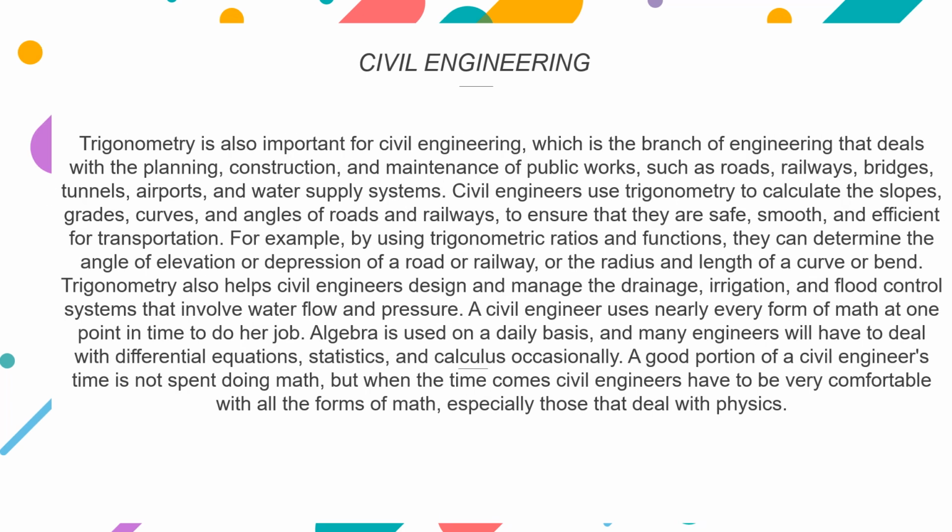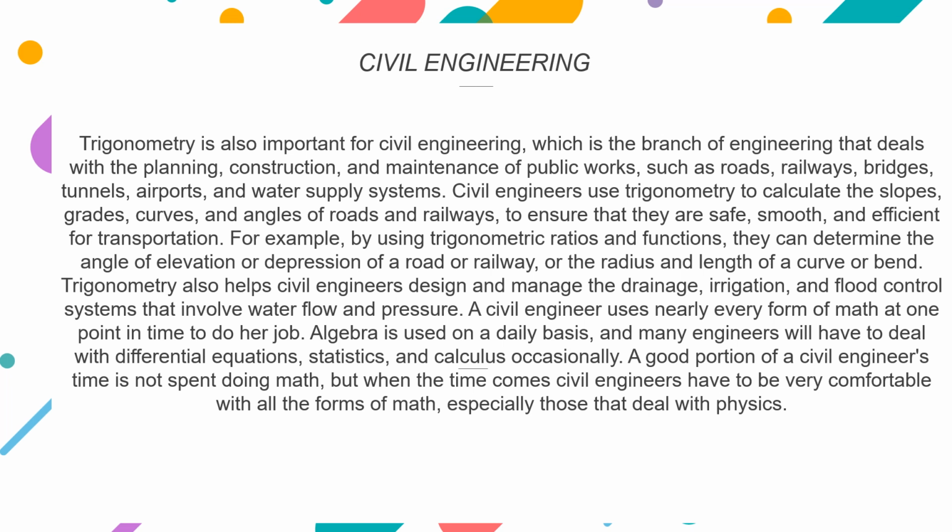Civil engineering. Trigonometry is also important for civil engineering, which is the branch of engineering that deals with the planning, construction, and maintenance of public works such as roads, railways, bridges, tunnels, airports, and water supply systems. Civil engineers use trigonometry to calculate the slopes, grades, curves, and angles of the roads and railways to ensure that they are safe, smooth, and efficient for transportation.